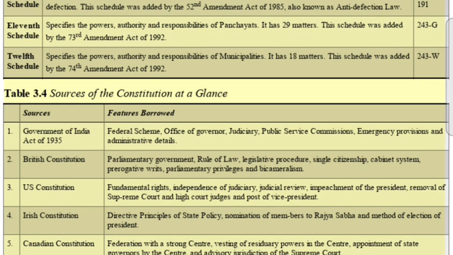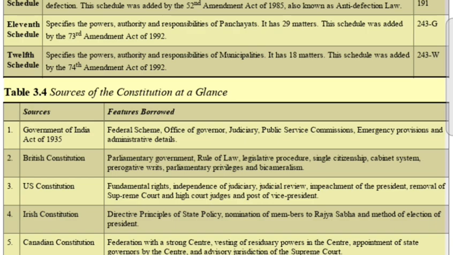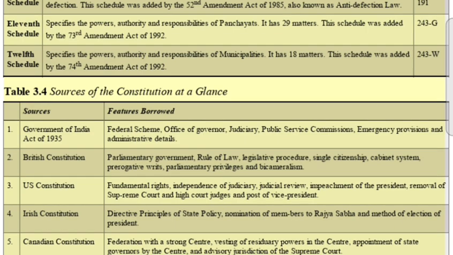Article 243G. 12th Schedule specifies the powers, authority and responsibilities of municipalities. It has 18 matters. This schedule was added by the 74th Amendment Act of 1992.